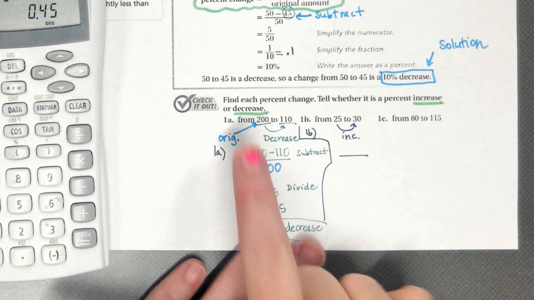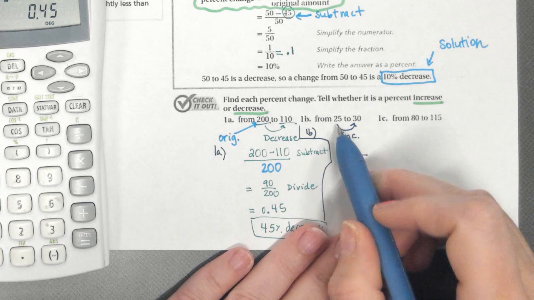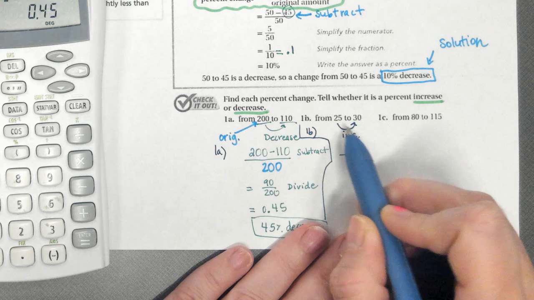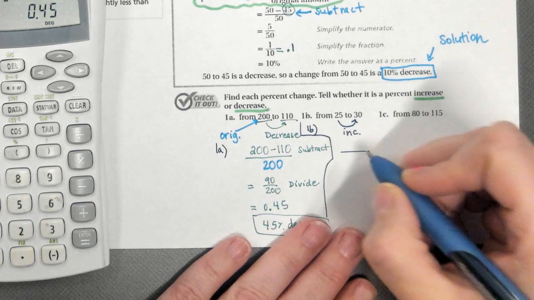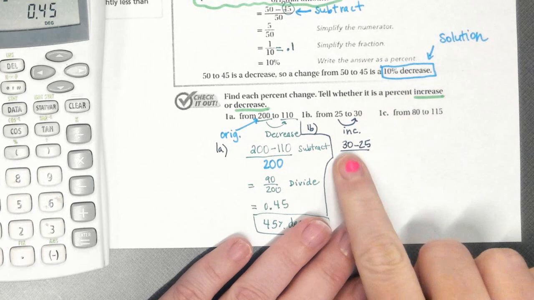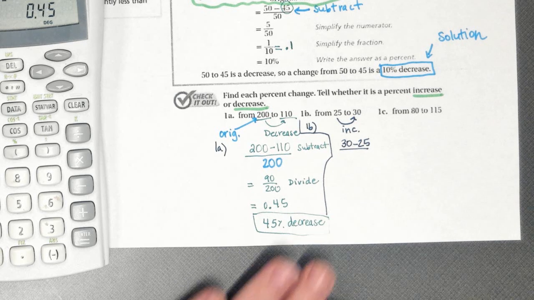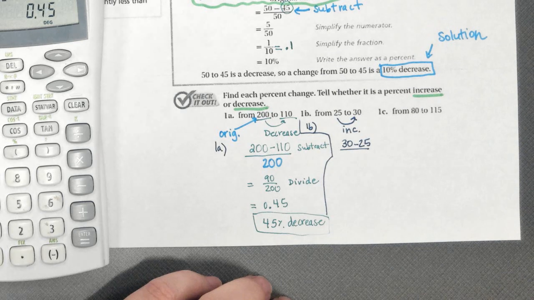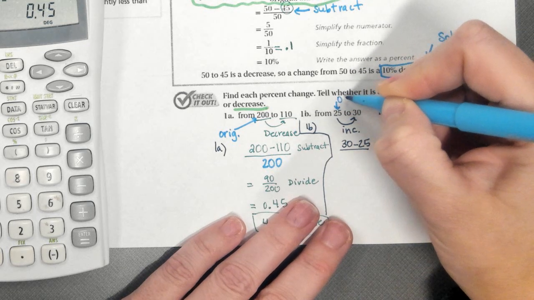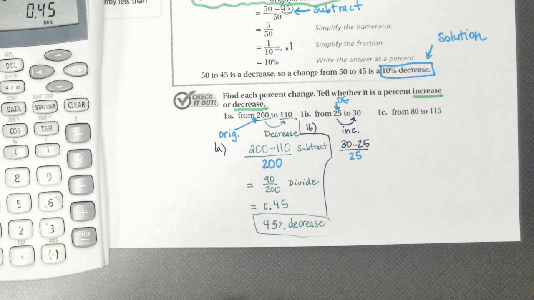So last time we did the 200 first. But what's bigger, 25 or 30? 30. So we're going to do 30 minus 25. You always do the bigger number first when you subtract, okay? Now the bottom number is always the first one, all right? So this is the original. I'm just going to put OG for that. You guys know that means original.